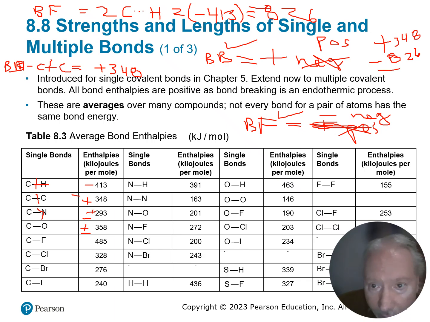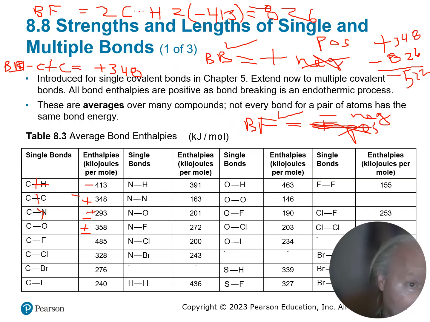So you're going to end up with a negative number, and it's going to be negative 522 kilojoules for the overall reaction. So how does that work again? We broke the carbon-carbon bond.